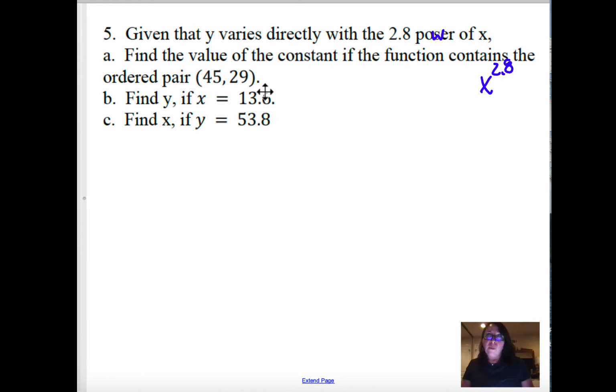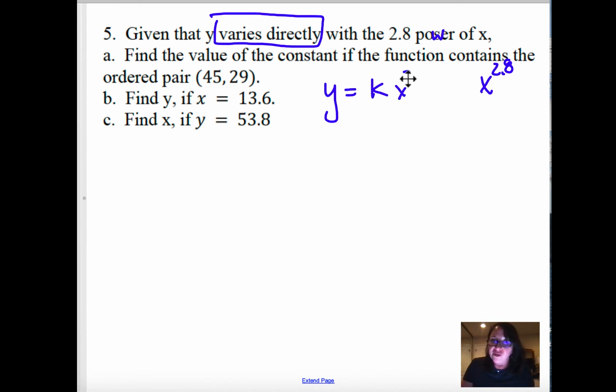So they're not giving me a table. But then they have to tell me what it's doing. And what they're doing is they said it varies directly. So you are basically saying y is equal to that value k times x to the, what, they said 2.8 power? Okay, and so that's the general equation. So it's like a pattern, right? It's like something you follow. Step 1, find the general equation. Check.